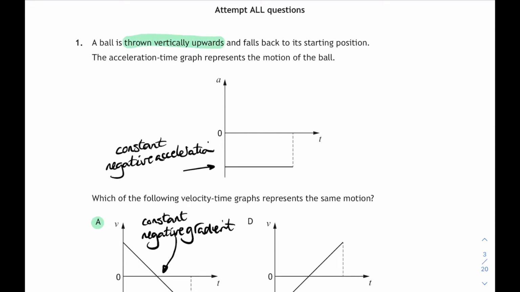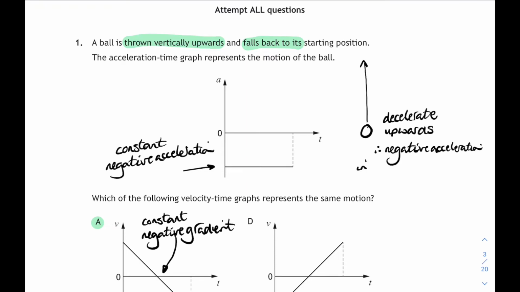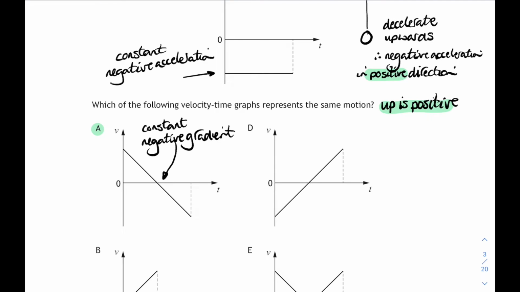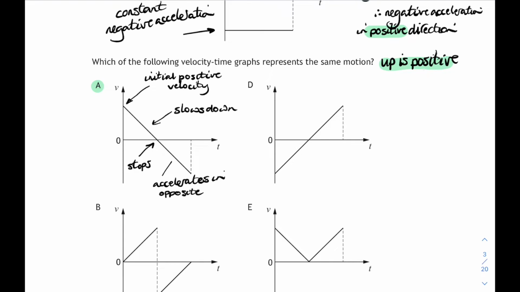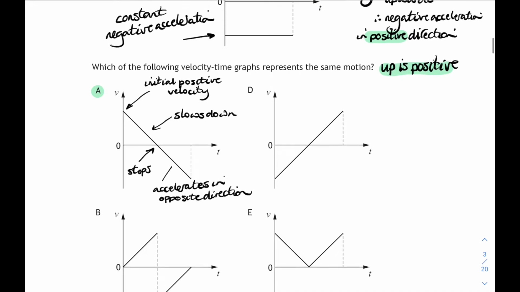Although the physics way of doing it is just think about what's actually happening. The ball is thrown vertically upwards and then falls back to its starting position. So the ball is going to decelerate upwards, so it's got a negative acceleration in the positive direction. So we're taking upwards as positive, and that's why the ball starts off with an initial positive velocity, and that velocity is going to decrease as it slows down and reaches its maximum height and then accelerates in the opposite direction. So answer A is correct.